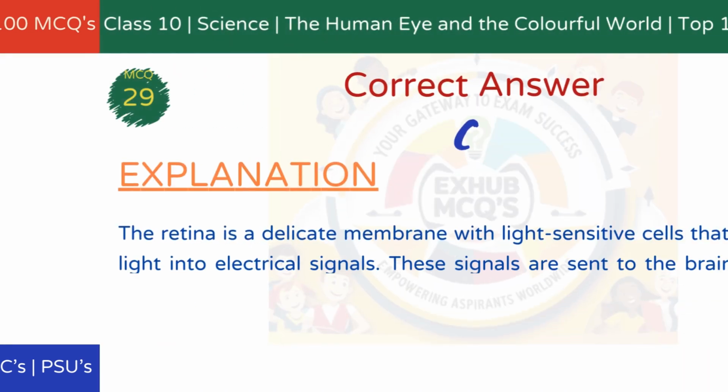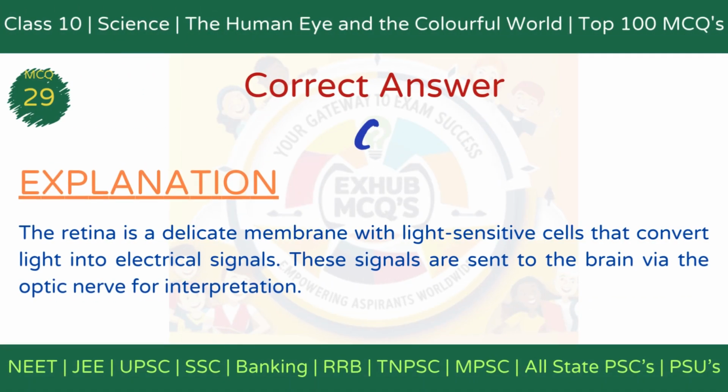The correct answer is option C, converts light to signals. Explanation: the retina is a delicate membrane with light-sensitive cells that convert incoming light into electrical signals. These signals are transmitted to the brain via the optic nerve for interpretation.